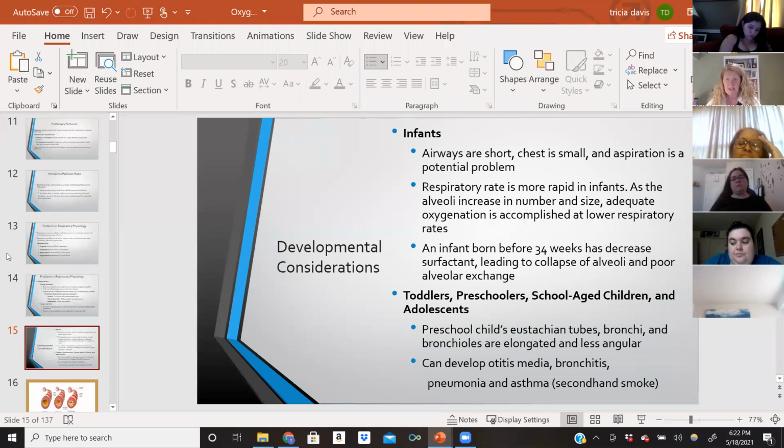Then we have our toddlers, our preschoolers, our school-age children and adolescents. So preschool children, their eustachian tubes, which is back in their ears, their bronchi and their bronchioles are more elongated and they're less angular. This can affect fluid. They can be more susceptible to ear infections. They can develop bronchitis, pneumonia, and asthma. Mainly, some of this is due to the fluid in the ears, and then a lot of this can be caused by secondhand smoke. So you want to do a lot of education if you're working with those babies and they have parents that smoke.